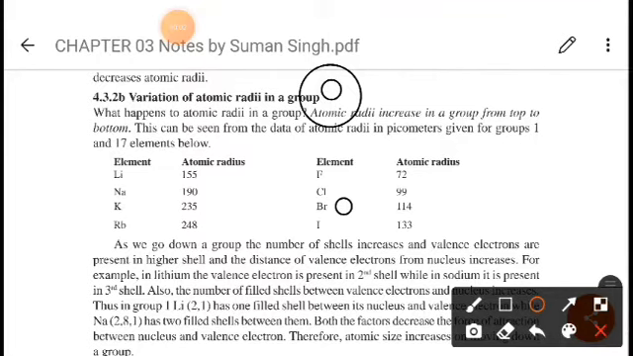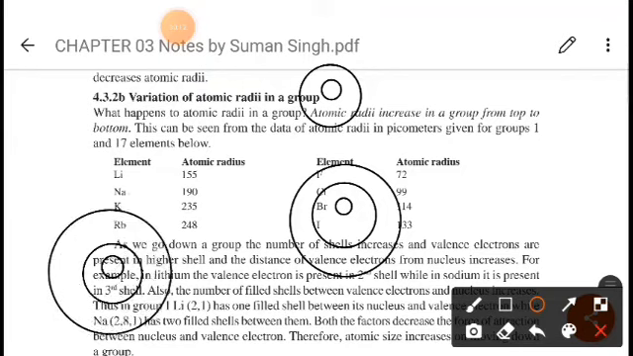First shell is here, second is here, third, right? Now next, suppose this one is 4. I am drawing here just because there is no space, right? Like this. So as you can see, the distance between the nucleus and this shell is very less, right?